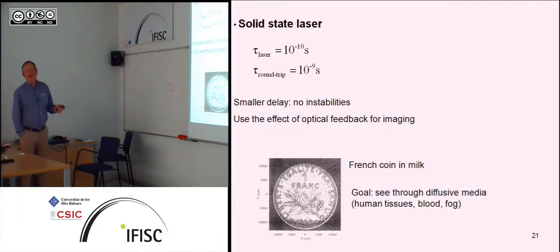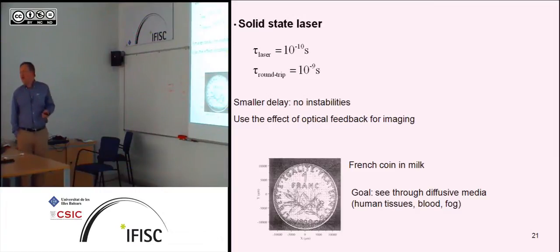Okay. Another friendly application of feedback is by using solid state lasers. Now the time scales are much more human, 10 to the minus 10, 10 to the minus 9. Still, you have a ratio of 100. And the delay is smaller, you don't necessarily have instabilities, but you still have a laser which is highly sensitive to optical feedback. And therefore, you can use optical feedback for imaging. For example, objects in diffusive media. For example, here, this was a frame that was in a glass of milk.